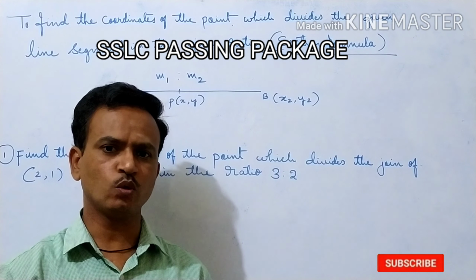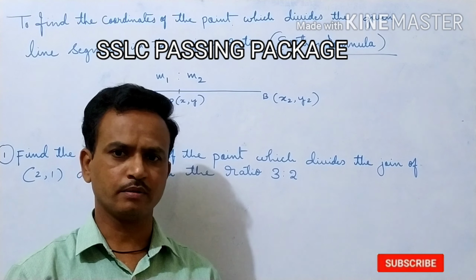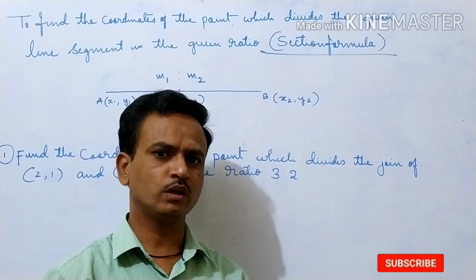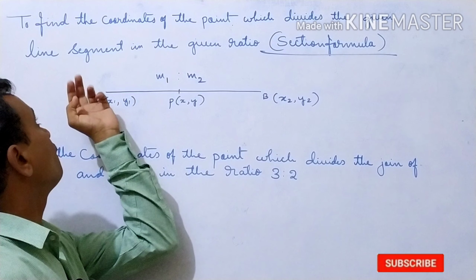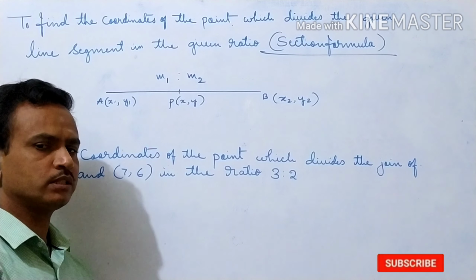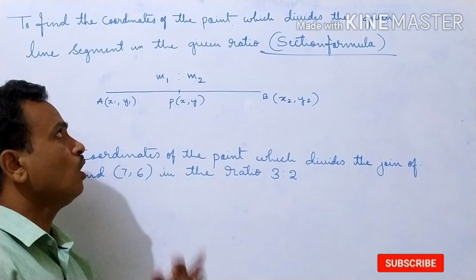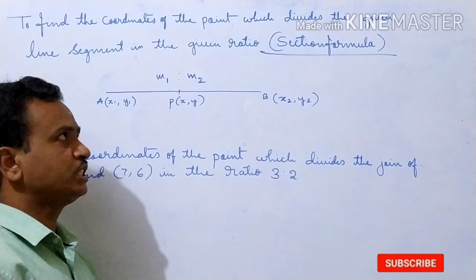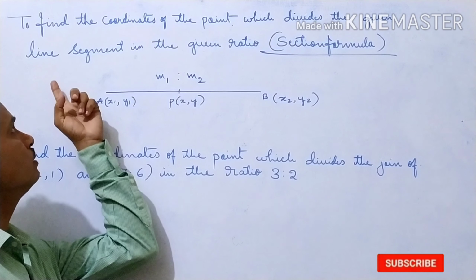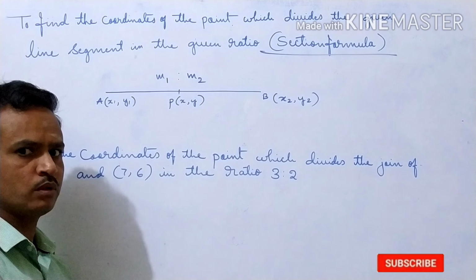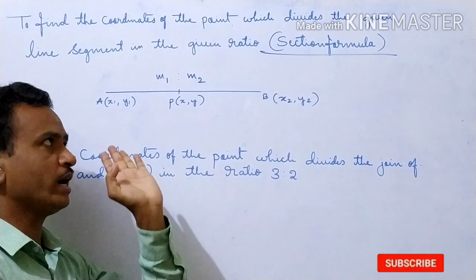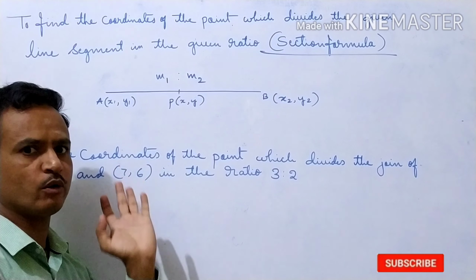Passing package on coordinate geometry part 3. Now here, the question is to find the coordinates of the point which divides the given line segment in the given ratio. Ratio means you should keep in your mind that we have to use the section formula.